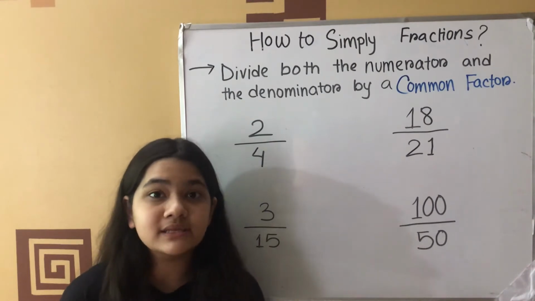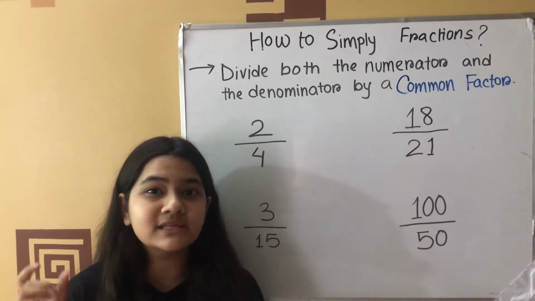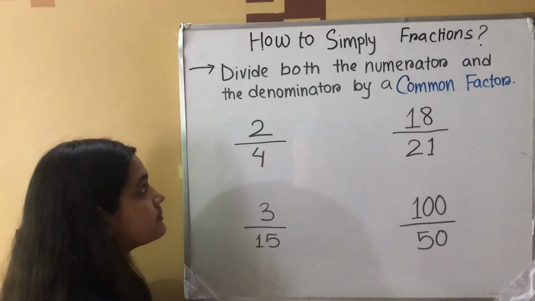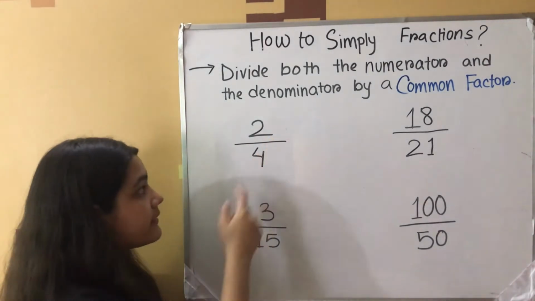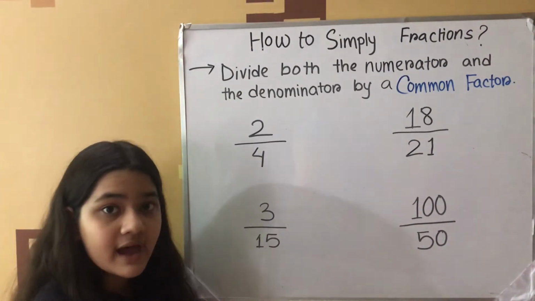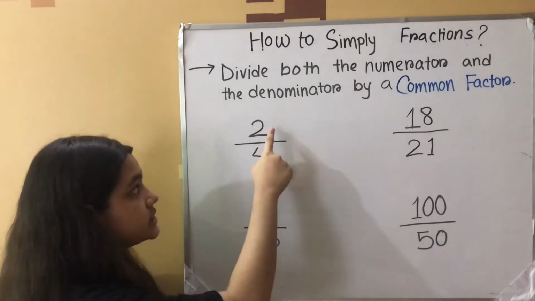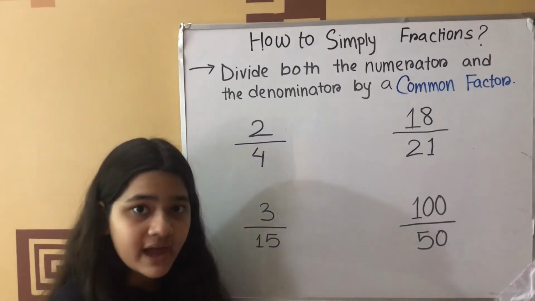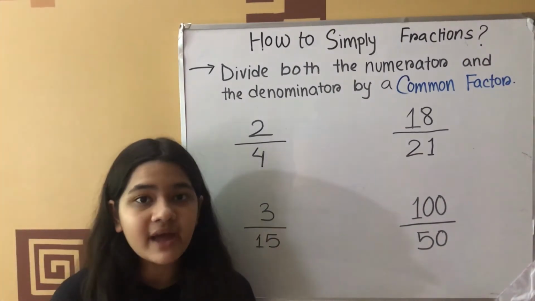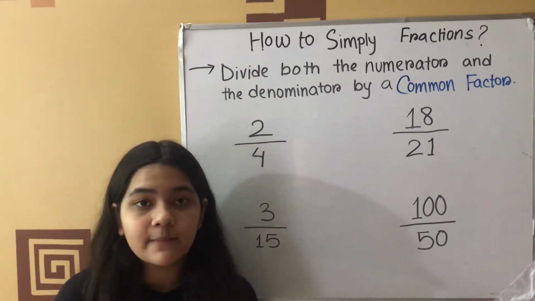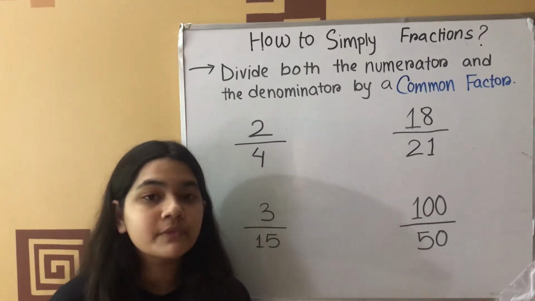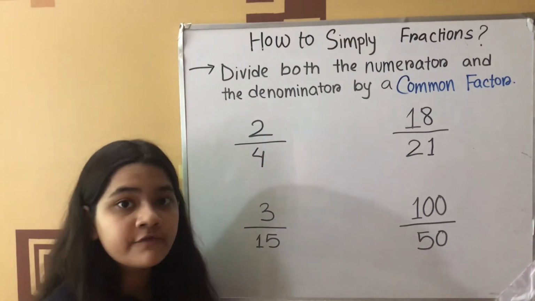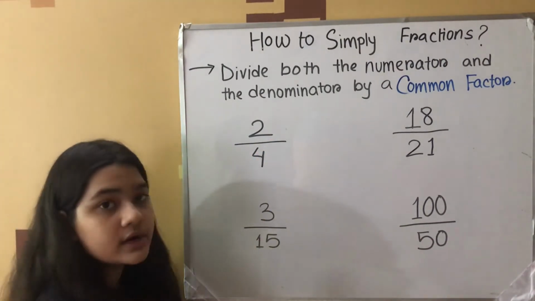Before we learn how to multiply and divide fractions, we have to know how to simplify fractions. Simplifying fractions means to turn the fraction into its smallest form. Like we have 2 by 4. To simplify 2 by 4, we have to divide the numerator, which is 2, and the denominator, which is 4, by a common factor. We remember that factors are the numbers that we multiply to get a number. So we have 2 and 4. The common factor of 2 and 4 is 2.